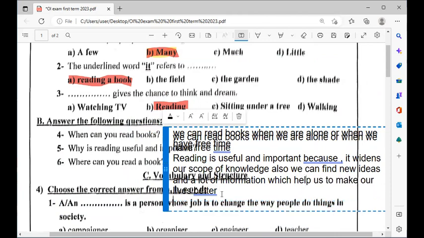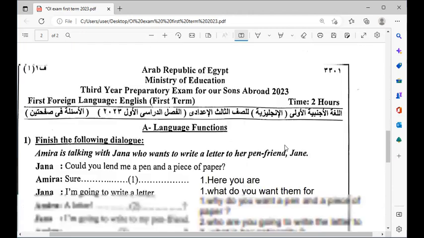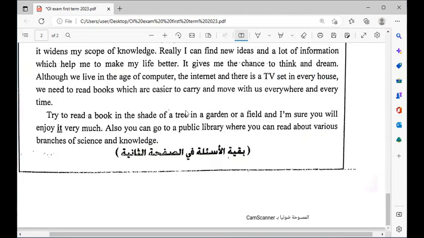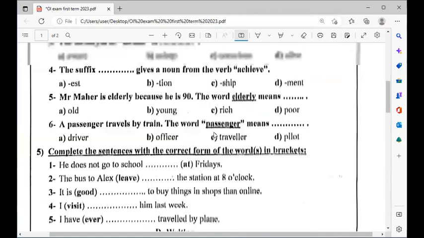Question number 3, or number 6, sorry. Where can you read a book? If we go back to the text: try to read a book in the shade of a tree, in a garden or a field, and I'm sure you will. Also, you can go to a public library. So here we can write the answer.